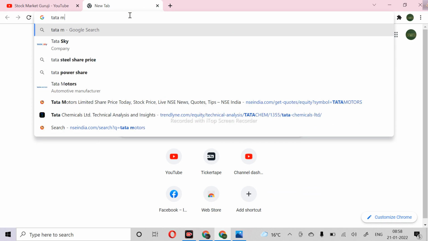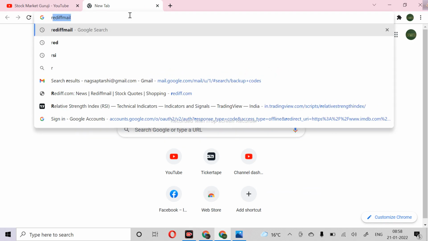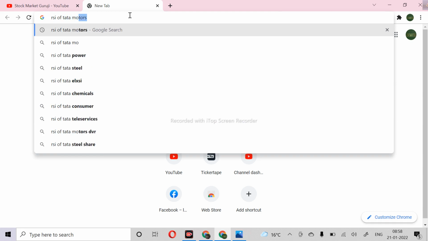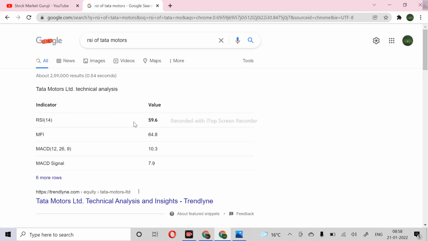Let's take one share, Tata Motors. What is the RSI of Tata Motors? See, RSI is 59.6. Tata Motors RSI is 14, running on the 14th day, and its RSI is 59.6. So it is still in a good, stable zone, and you can still go ahead if you are trading this stock, until it reaches 70.